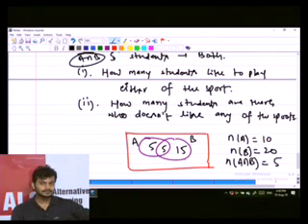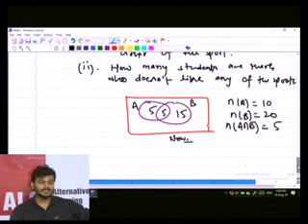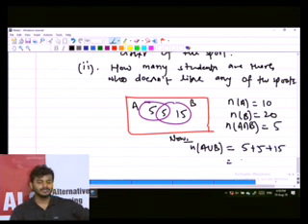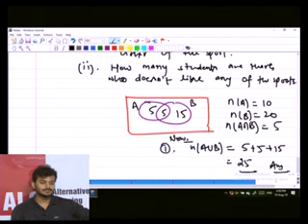Now, what is the answer for A union B? From this diagram, A union B is 5 plus 5 plus 15, that would be 25 as the answer. From the diagram. This is the first part.